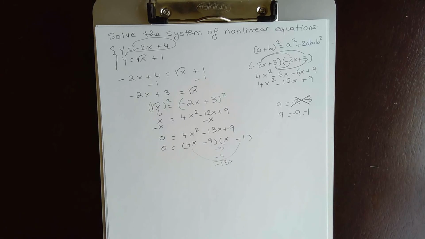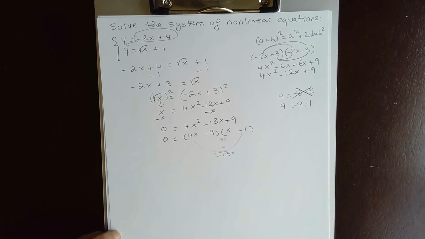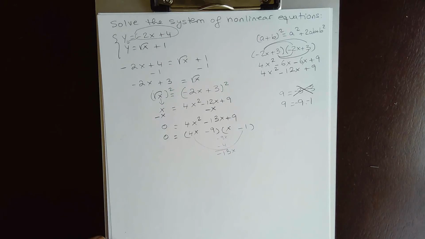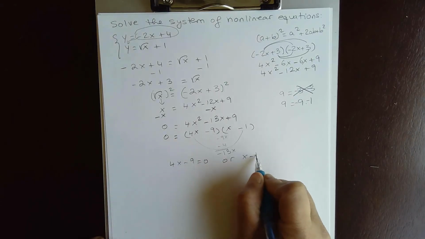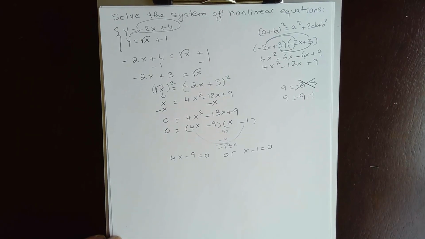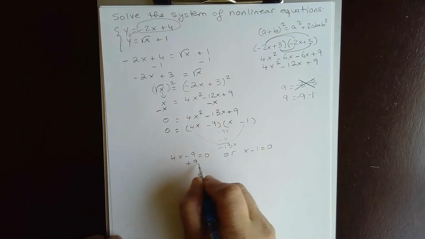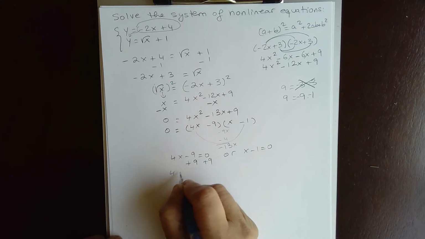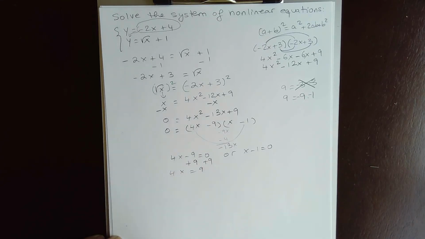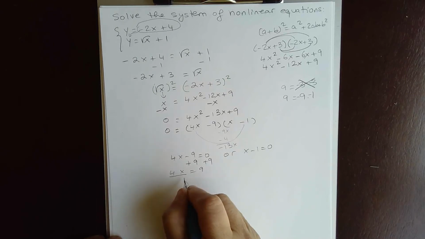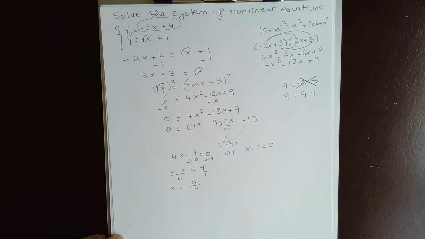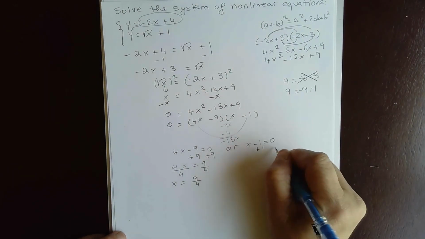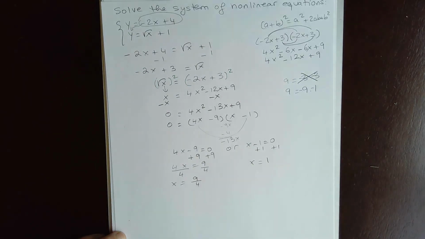Now that I have the right factoring, I can set each factor containing the variable equal to 0 because their product is 0. So we have 4x minus 9 equal to 0 or x minus 1 equal to 0. Solving for x, we add 9 to both sides. We get 4x equal to 9. Then we divide by 4, and we get x equal to 9 over 4. Now we add 1 to both sides here. We get x equal to 1. So we're not done yet.